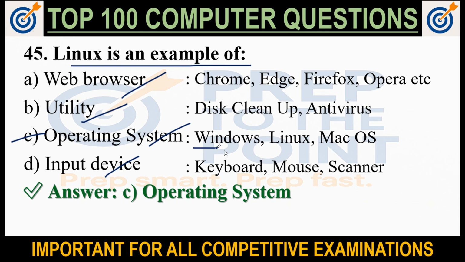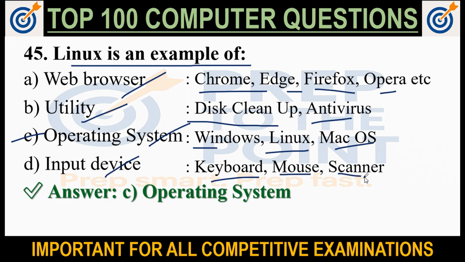Windows, Linux, Mac OS all are operating systems, while Chrome, Edge, Firefox, Opera, these are web browsers. Disk cleanup, antivirus are utility software, and keyboard, mouse and scanner are input devices.